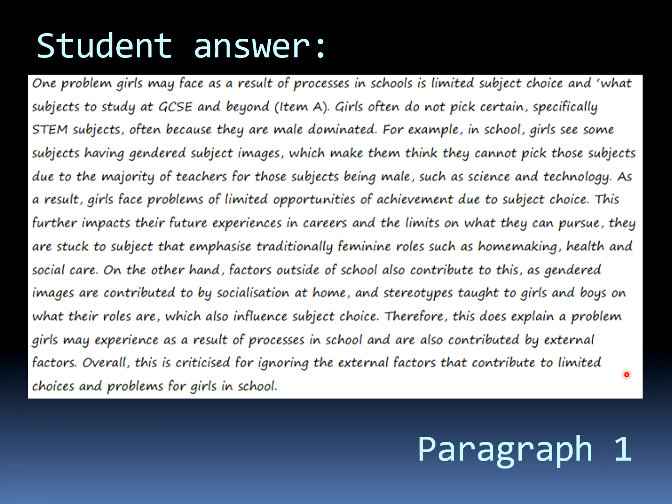Now, there is also some analysis. So what they do here is the extent to which schools are creating these subject choices. They suggest that it's actually factors outside of school that might influence the processes and stereotypes that are taught to girls that ultimately influence their subject choice. And suggesting right that at the end in their evaluation that the problem with this factor is that it is ignoring external factors which are contributing to the limited choices and problems for girls.